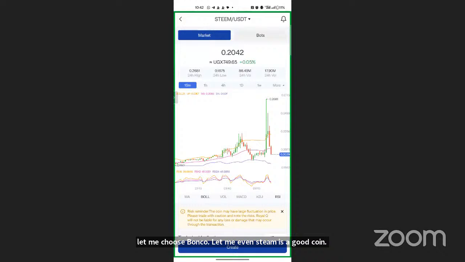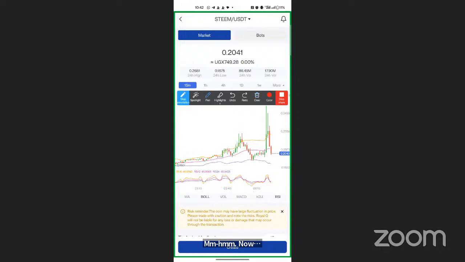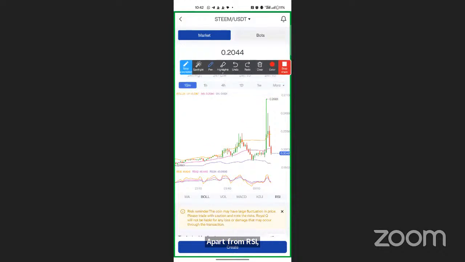Now, I want to add something. Apart from RSI, I want you to look at this thing I'm going to teach. This is called Bollinger Band. And for me, this is my best trick. I can put RSI and Bollinger Band and I'm good to go.